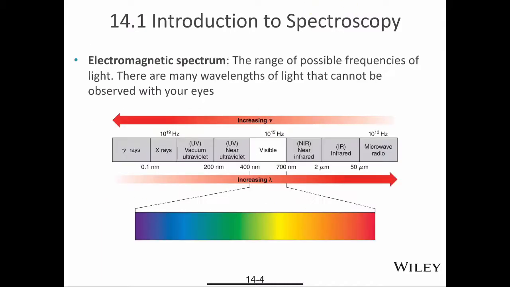The range of all possible frequencies is known as the electromagnetic spectrum, which is shown here. The electromagnetic spectrum is arbitrarily divided into several regions by wavelength. You can see that the visible portion of the electromagnetic spectrum corresponds to a very narrow range of wavelengths. Different regions of the electromagnetic spectrum are used to probe different aspects of molecular structure. In this section, we will learn about the information obtained when infrared, or IR, radiation interacts with a compound.